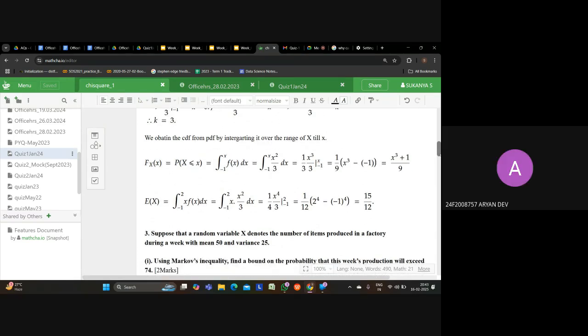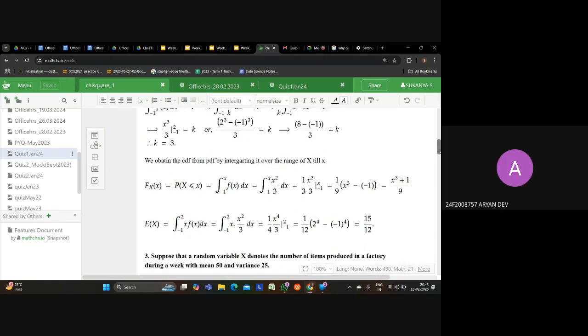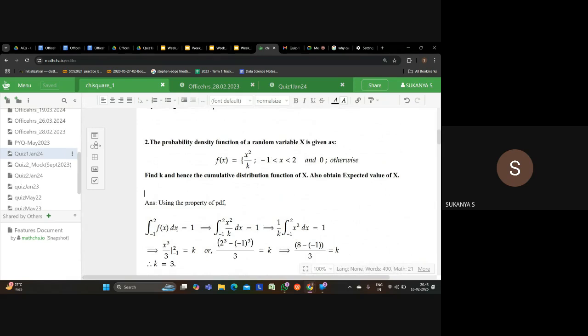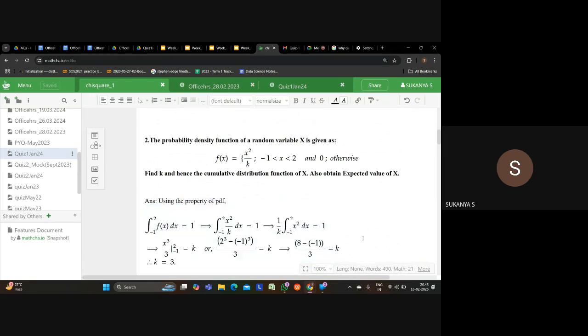Okay? And the PDF part wasn't asked in the question. No, not this part. This one I added. It was not asked in the question. The question was just to find the CDF. This is Jan 24. Yes, I have opened it at that. So yeah.